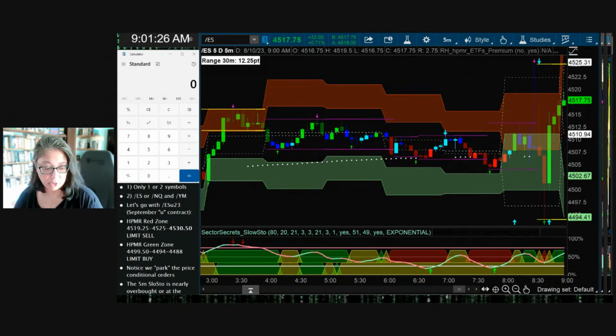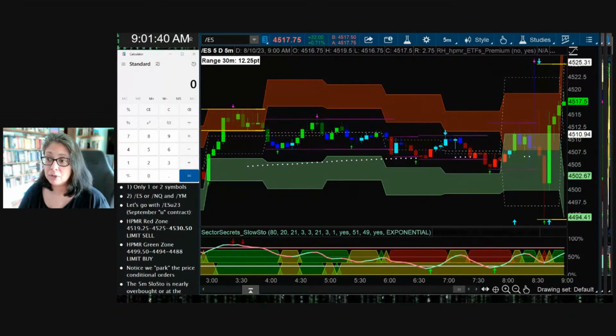I'm going to take y'all through a quick walkthrough of the setups that we've already taken in the Sector Secrets Mastery this morning. So just a little background. We got together at 8:15 a.m. Eastern to set up the CPI release using the historical price movement ranges. And these are volatility zones that we have on the charts. You can see the green and red zones there.